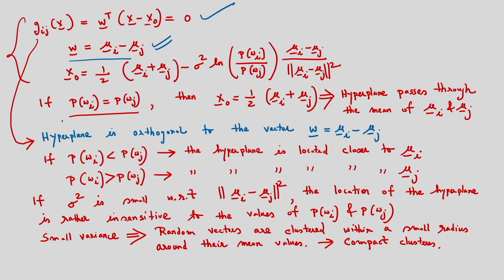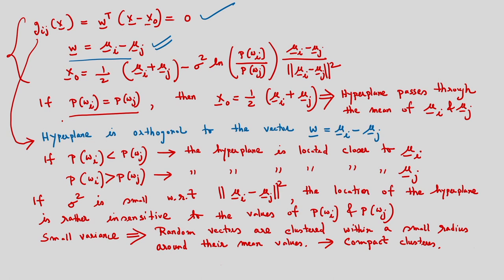So if I consider small variance, the random vectors are clustered within a small radius around their mean values. So that means the compact clusters. For the compact clusters, the location of the hyperplane is insensitive to the values of the probability of omega i and probability of omega j. That means, for the compact cluster, you have sufficient freedom to place the decision boundary between the classes. That means it is easy to place the decision boundary between the classes for the compact clusters.